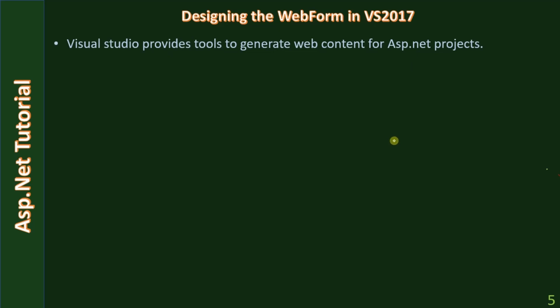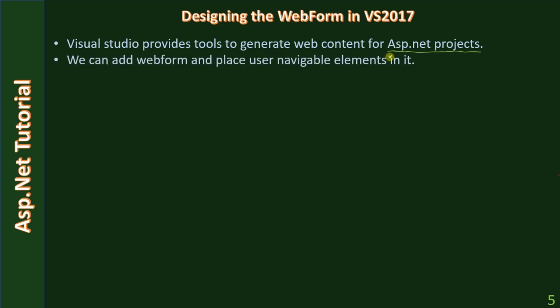Visual Studio provides tools to generate web content for ASP.NET projects. So we have to create an ASP.NET project, and from there we can do our other designing as well as coding activities. We can add a web form and place user navigable elements in it. Visual Studio will provide you the designing surface, and using that designing surface you can drag and drop the controls to the web form and design your web form based on the server side controls which are displayed on the toolbox.